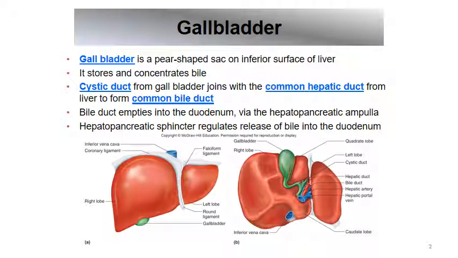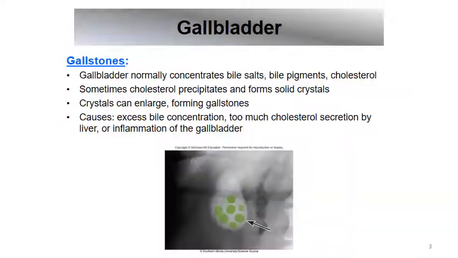The gallbladder is located at the bottom region of the liver. And so here, the main function of the gallbladder is to store and concentrate the bile. The cystic duct goes from the gallbladder and joins with the common hepatic duct. Then these two ducts form the common bile duct. And so we're going to learn about these in the lab. The bile duct then takes the bile to the duodenum. And so here the bile duct is connecting along with the pancreatic duct through the hepatopancreatic ampulla.